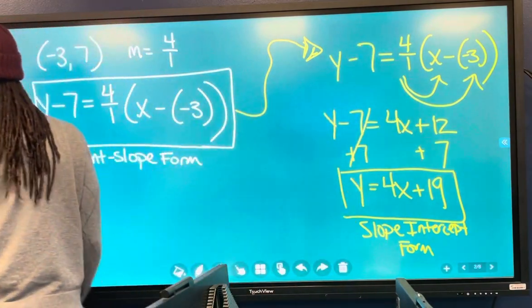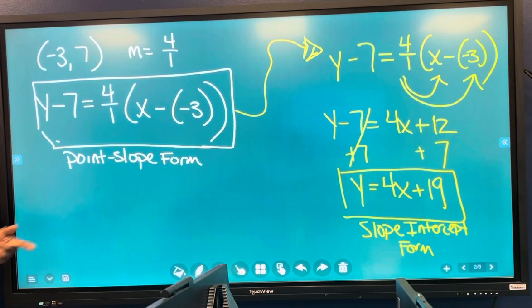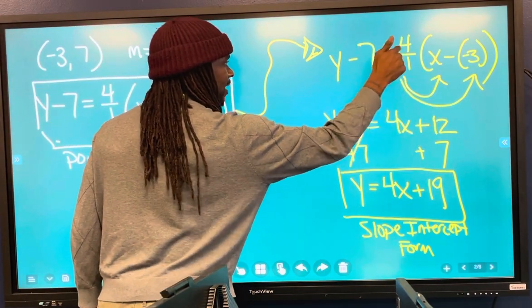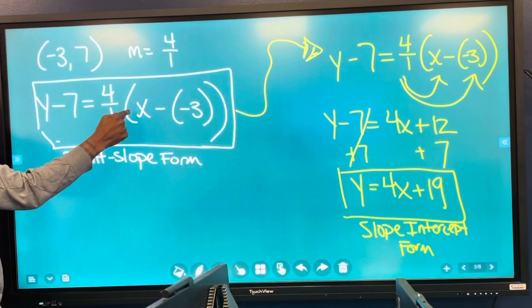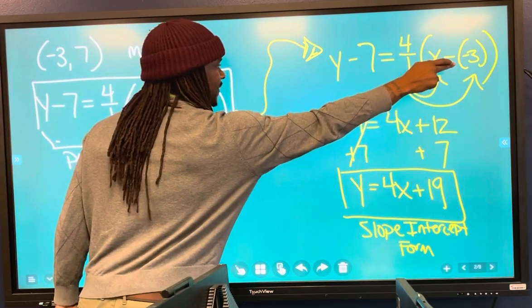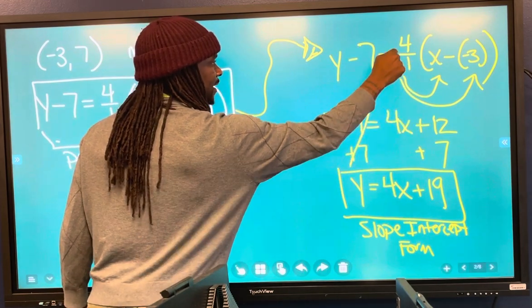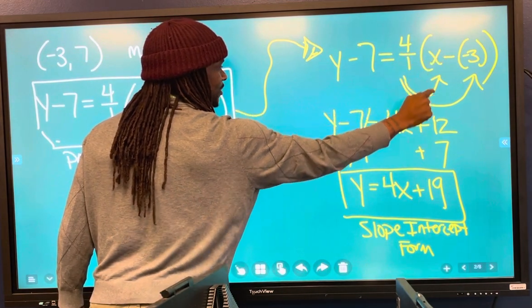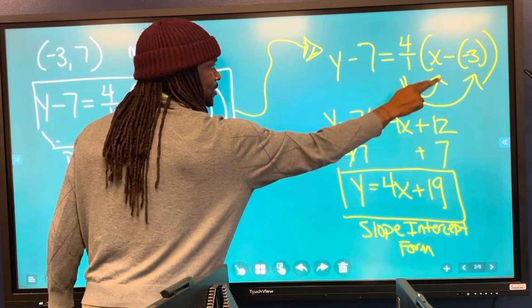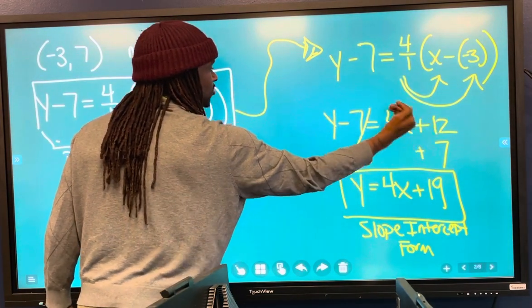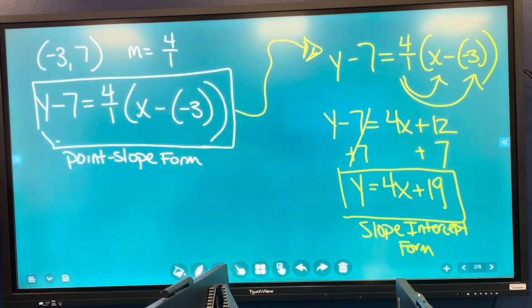You have to distribute the slope. Take the slope, and distribute it. So that 4/1 slope that you had, you have to distribute it to that x value. When you distribute that, it becomes 4x, and then 4 times positive 3 becomes positive 12. Double negatives turn positive. So now on the right side is 4x plus 12, but over here on the left side, this is where you start to convert it back into slope intercept form.